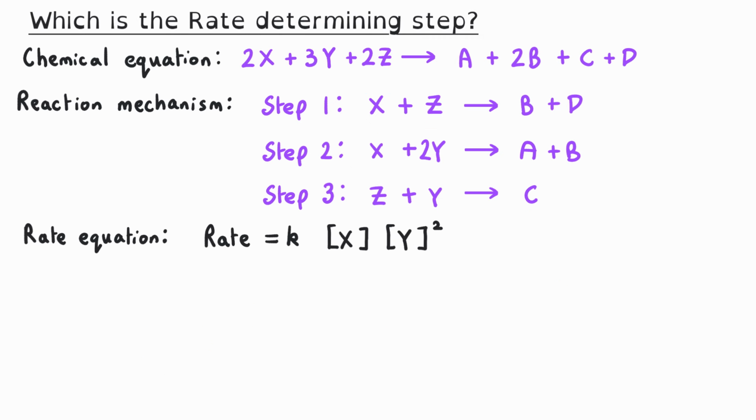We might be presented with a chemical equation and a series of steps constituting the reaction mechanism, and we might also be given the rate equation, and we could be asked to identify the rate determining step in this mechanism. And so in this example, the rate equation is showing rate equals K, X to the power 1, Y to the power 2. So first order with respect to X and second order with respect to Y.